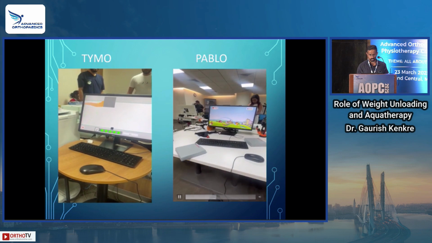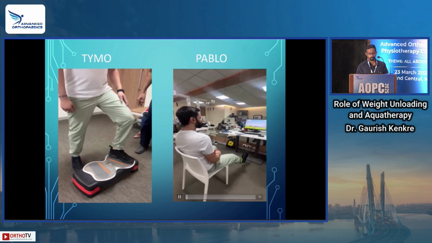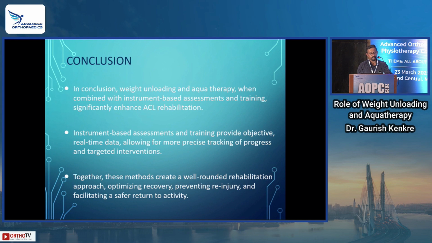Okay. So in conclusion, weight unloading and aquatherapy when combined with instrument-based assessments significantly enhance ACL rehabilitation. Instrument-based assessment training provides objective real-time data, allowing more precise tracking of progress. Together, these methods create a well-rounded rehabilitation approach, optimizing recovery, preventing re-injury, and facilitating a safer return to function. Thank you.